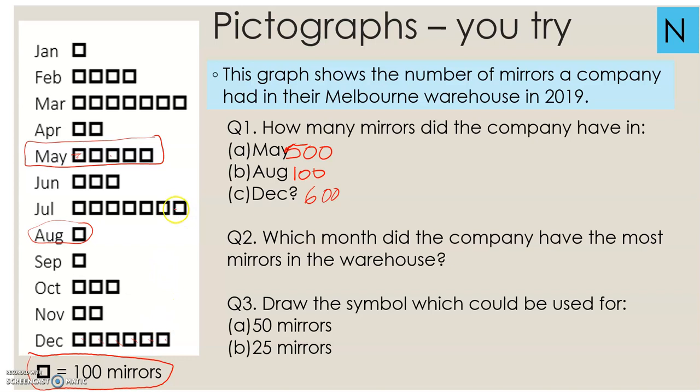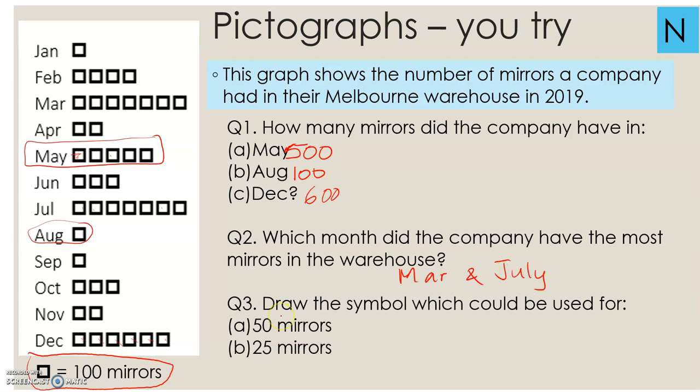Which month did the company have the most mirrors in the warehouse? I would say this is 6. 1, 2, 3, 4, 5, 6, 7, and then 1, 2, 3, 4, 5, 6, 7. So the answer to that would be March and July, because in both of those months they had 7. So March and July.